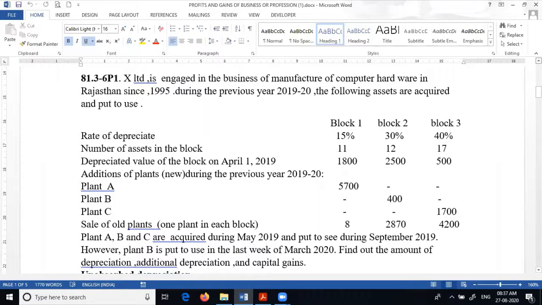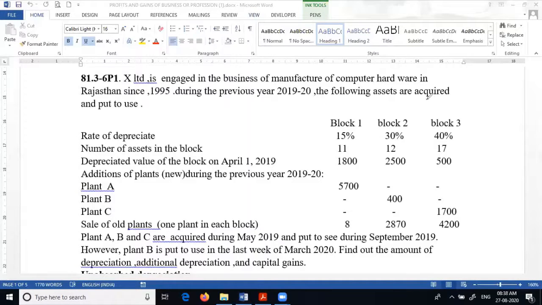X Limited is engaged in a business of manufacture of computer hardware in Rajasthan since 1995. During the previous year 2019-20, the following assets are acquired and put to use. Rate of depreciation, number of assets in the block, depreciated value of block on April 1st, 2019, additions of new plant during the previous year 2019-20: plant A, plant B, plant C, sale of all plants, one plant in each block.